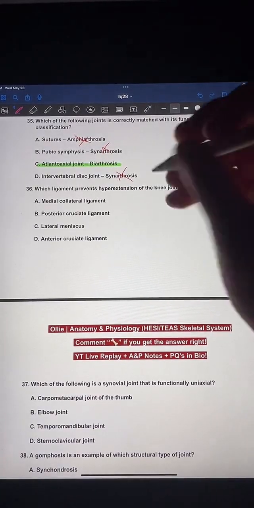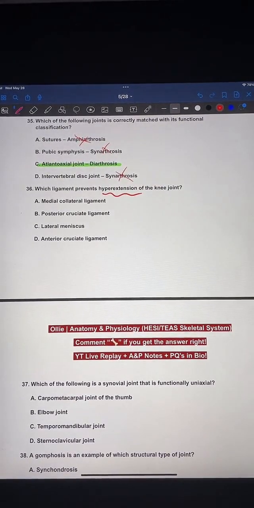36, which ligament prevents the hyperextension of the knee joint? I'll give you guys just another moment to answer.